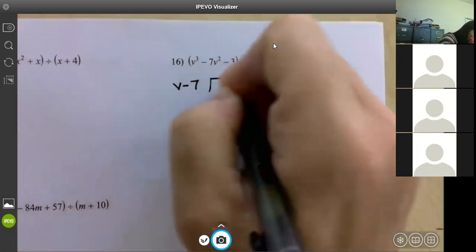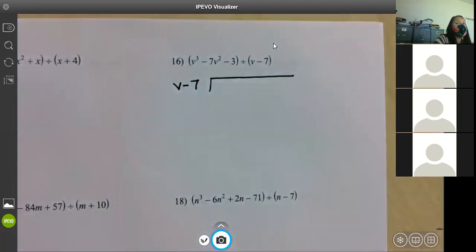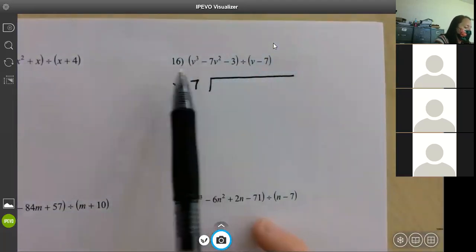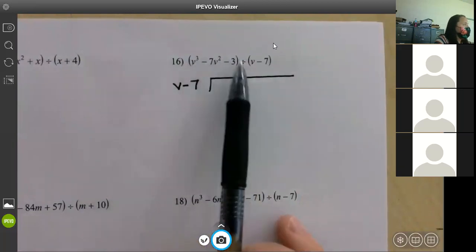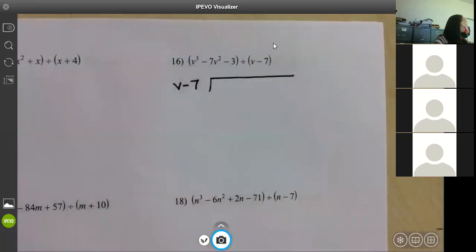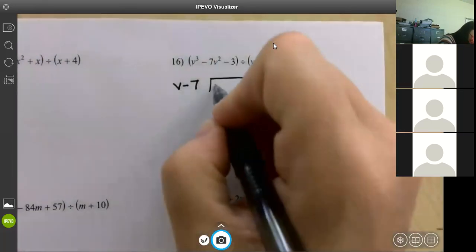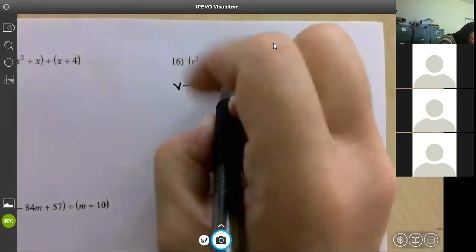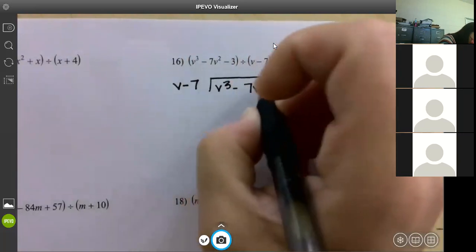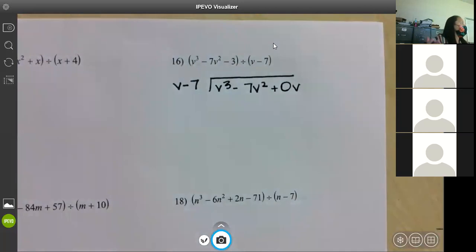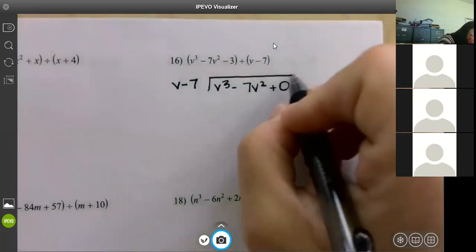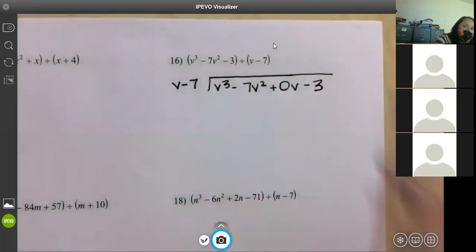We have v minus 7 in our divide. Look at your trinomial that they have up here. V to the third, v squared, 3. What am I missing? The v. So here's what you're going to write. V cubed minus 7v squared. You can write plus or minus 0. It doesn't matter because it's neither positive or negative. But you have to fill it in, okay? Otherwise, it's going to mess your answer up. And then your minus 3.